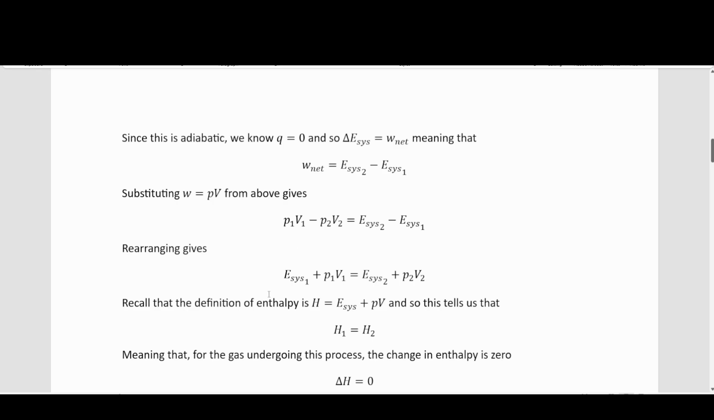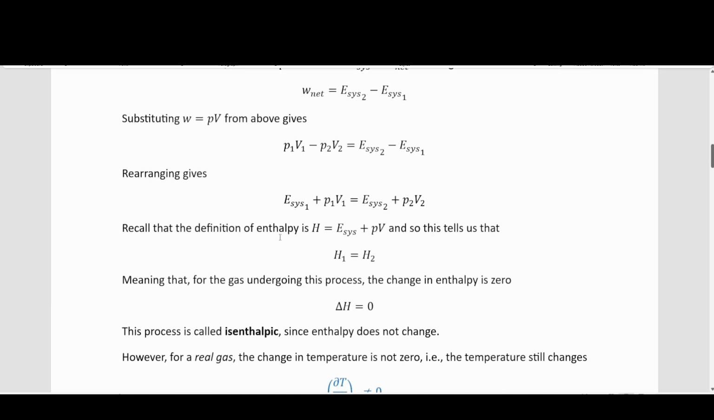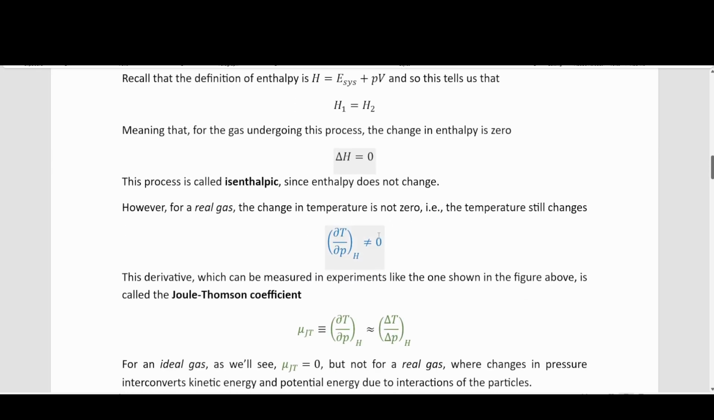If we rearrange this, we see that the internal energy of system 1 plus P1V1 equals the internal energy of system 2 plus P2V2. But recall that the enthalpy is just defined as the internal energy plus the pressure times volume. So this tells us that the enthalpy of system 1 is equal to the enthalpy of system 2, meaning that for the gas undergoing this process, the change in enthalpy is equal to 0. This process is called isenthalpic since the enthalpy does not change.